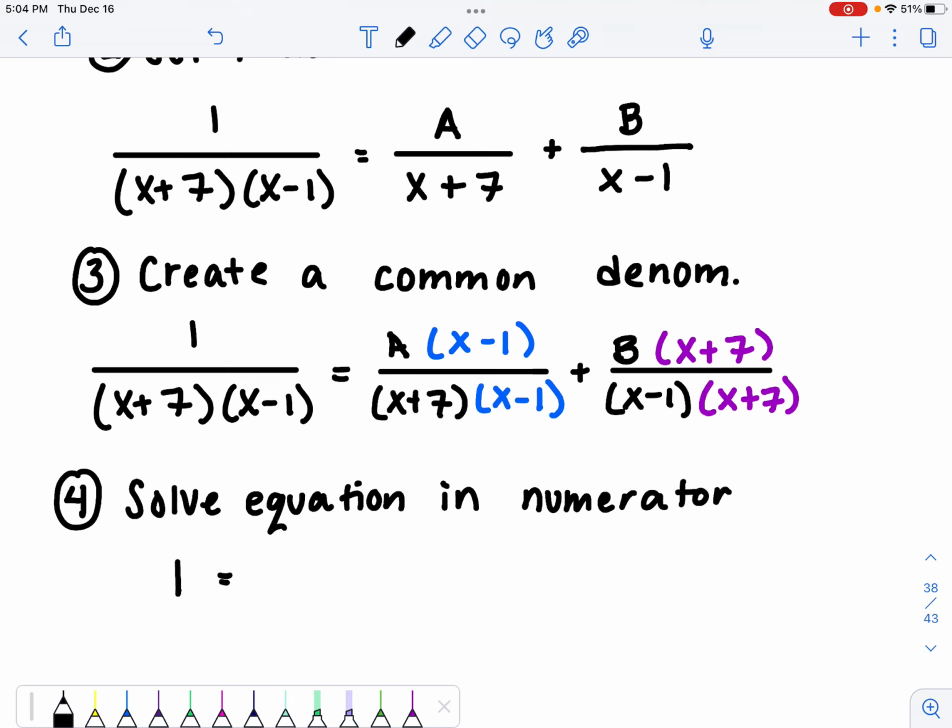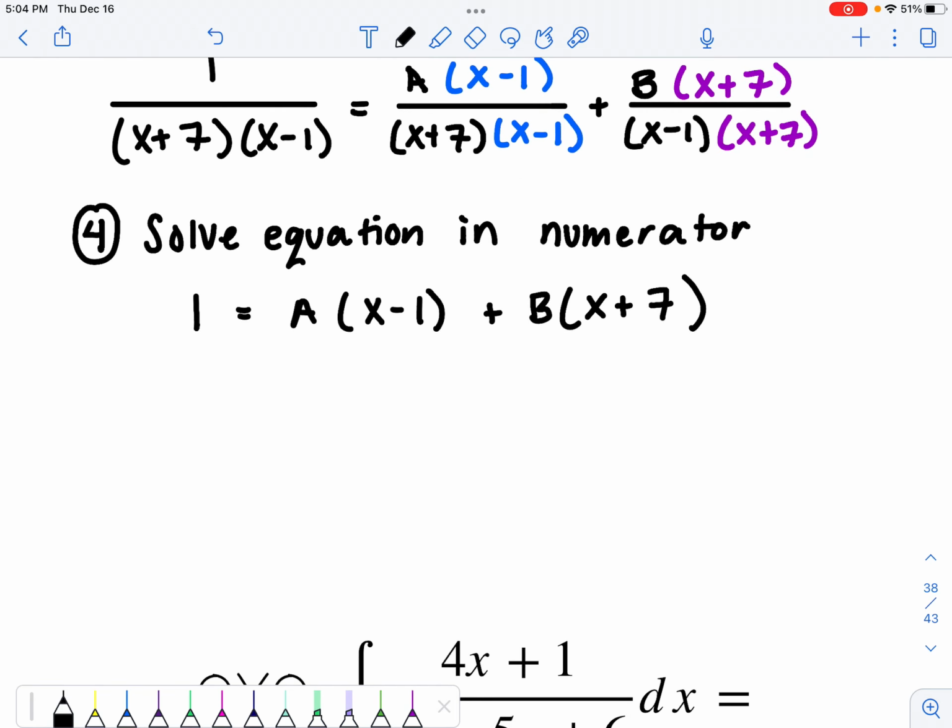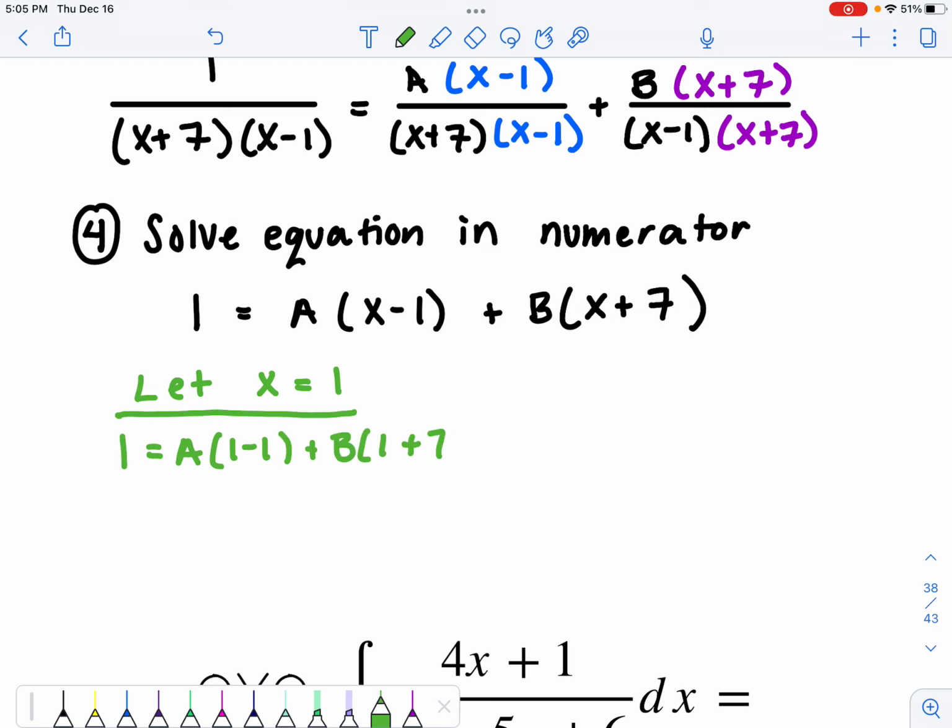So we're going to get that 1 is equal to A times x minus 1 plus B times x plus 7. The easiest way to solve this is actually to use some simple substitution. The first thing I'm going to do is let x equal 1 first. If x is 1, the left side of my equation is still 1, and then I get A times 1 minus 1 plus B times 1 plus 7. The A term is going to cancel out because it's going to be A times 0, and we're going to get 1 is equal to 8B. So 1/8 is equal to B.